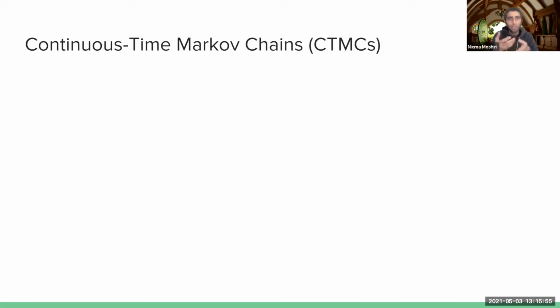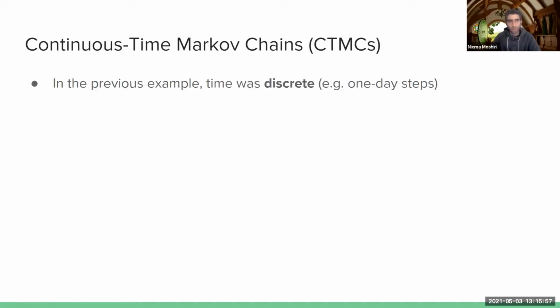So what exactly is a continuous time Markov chain? In the previous example, time was discrete. I said today is sunny, tomorrow is rainy, the next day is cloudy. Weather changed in discrete daily chunks. And discrete, by the way, in the math sense, if you're not familiar with that term, just means integers. It just means we don't have continuous values. We only have fixed integer values.